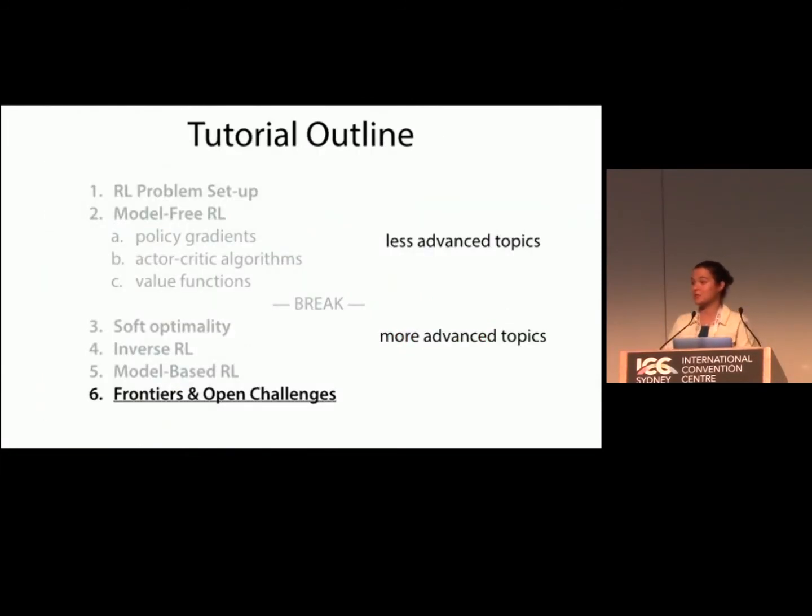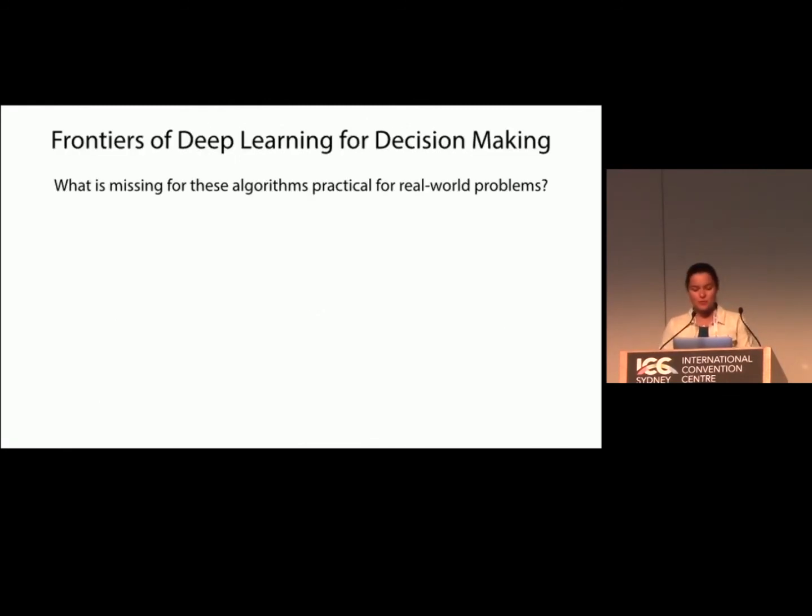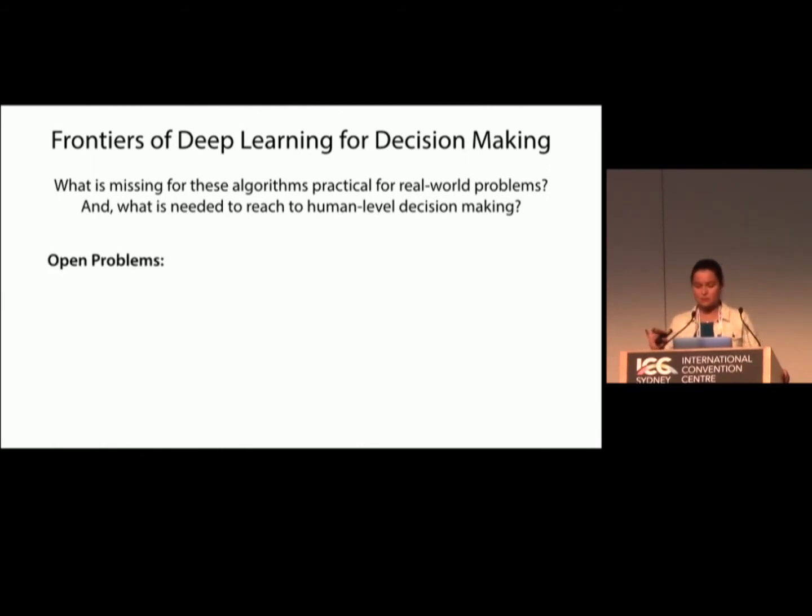Okay, so lastly, I would like to talk about some of the frontiers and open challenges in deep reinforcement learning and decision making. What's missing for these algorithms to be practical for real-world problems? And also, what is needed for us to reach agents that can achieve human-level decision making? These might not be the only questions, but I'm going to bring up three questions that get at what's missing.